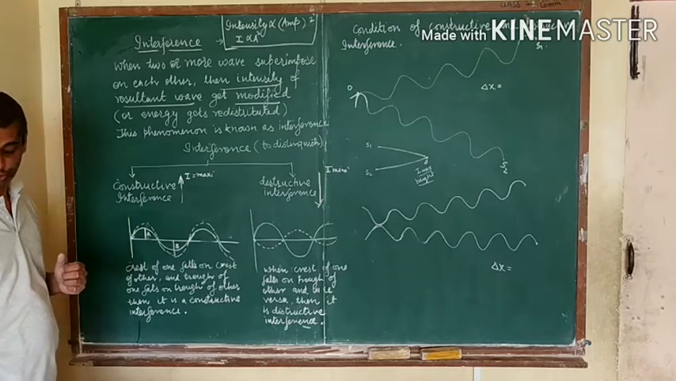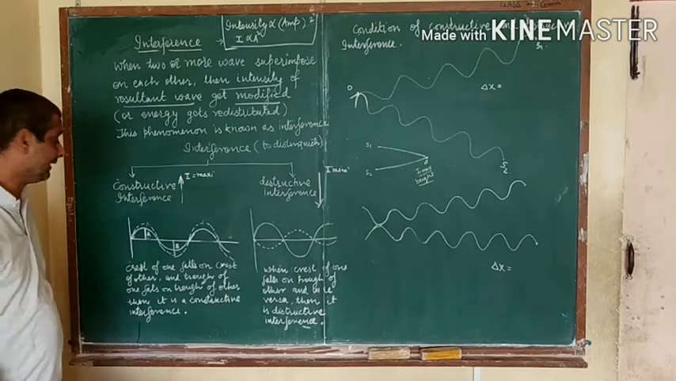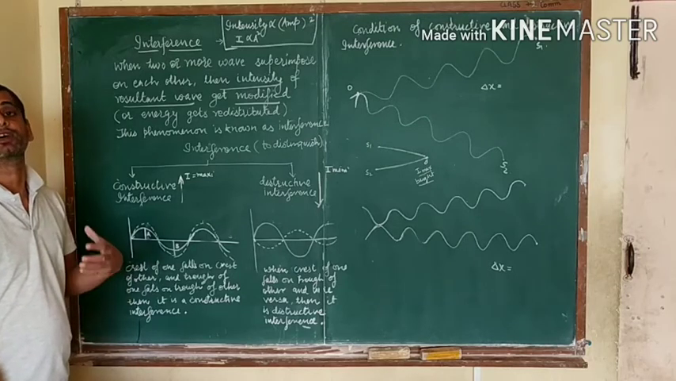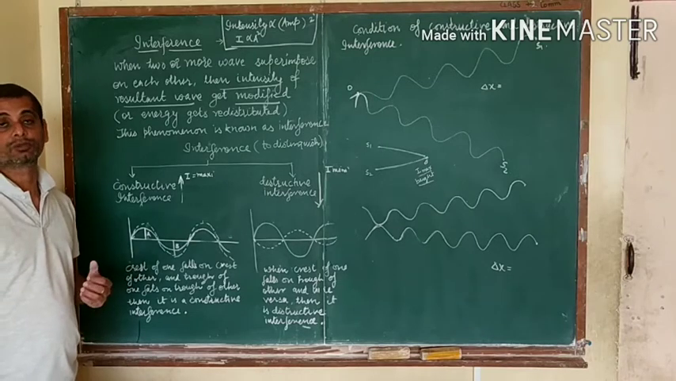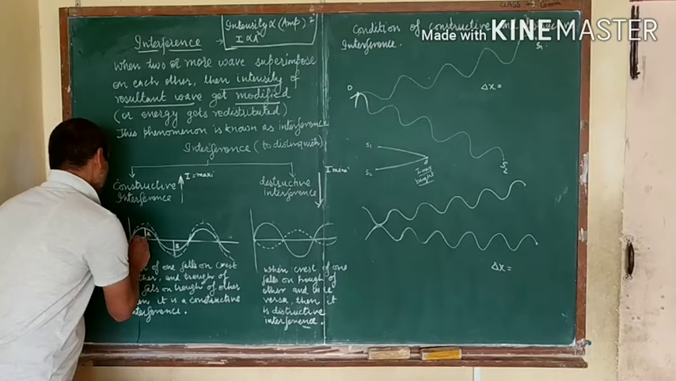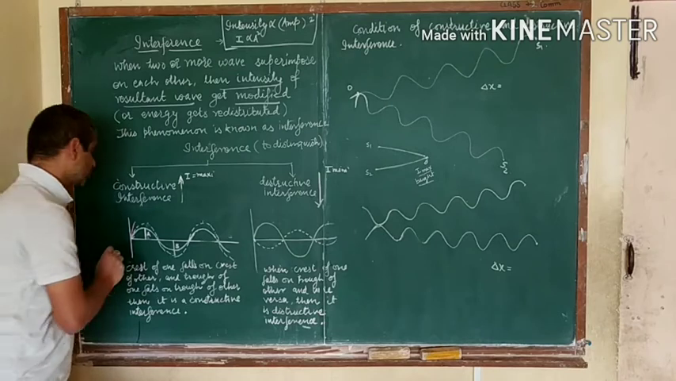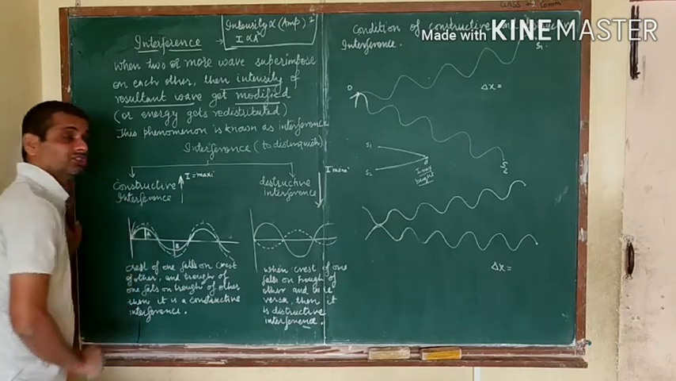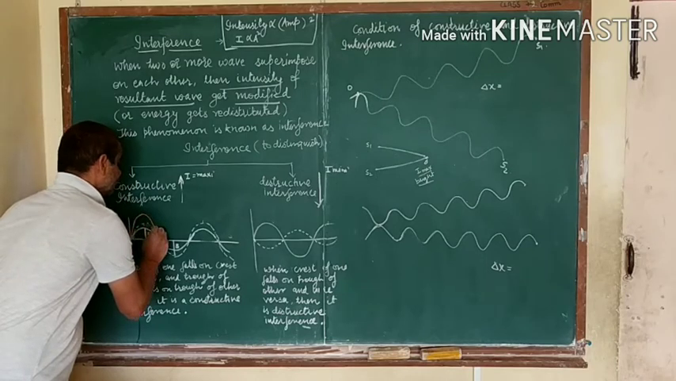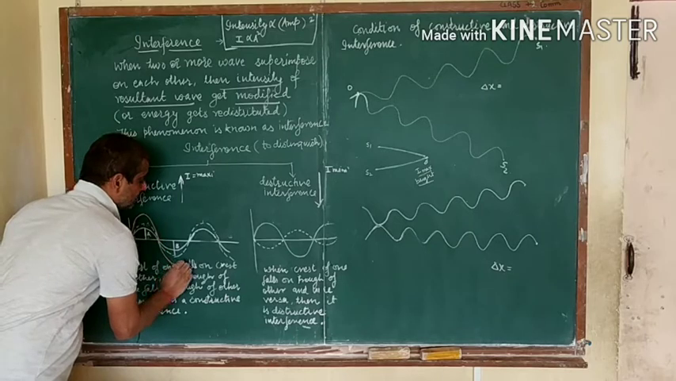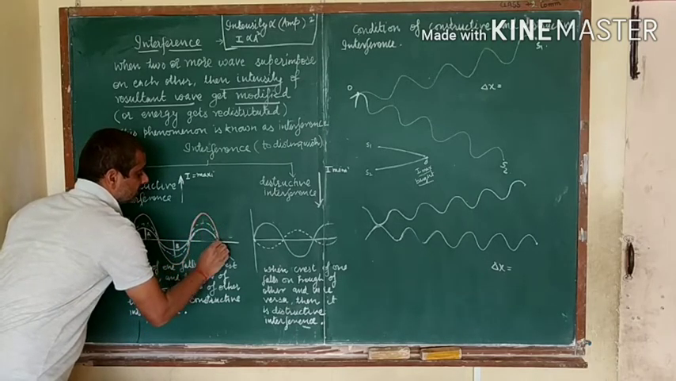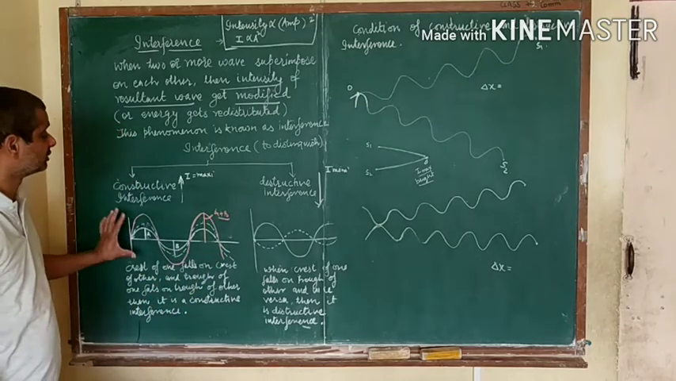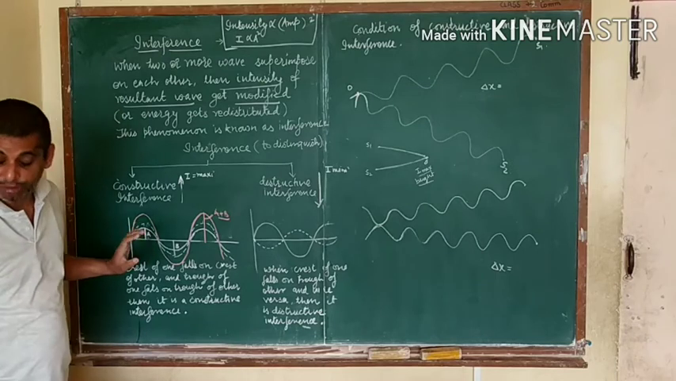According to the principle of superposition, the resultant amplitude of the wave is given by the vector sum of their amplitudes. Here the amplitude of the first wave is A and the amplitude of the second wave is B. Both are in the same direction, so the resultant wave will have amplitude A plus B. If I draw the resultant wave, it looks like this, with amplitude equal to A plus B. This is the maximum amplitude.